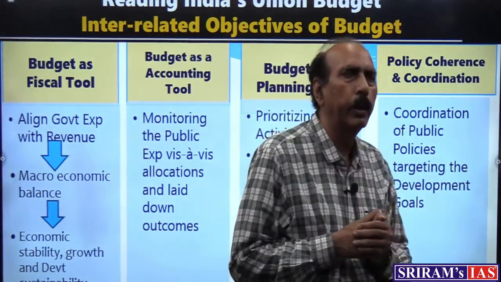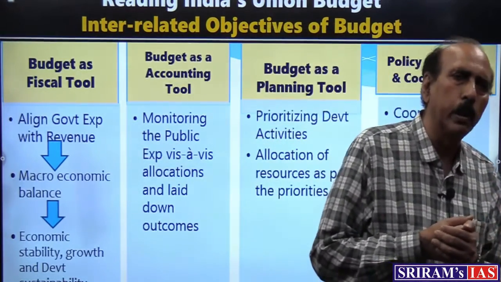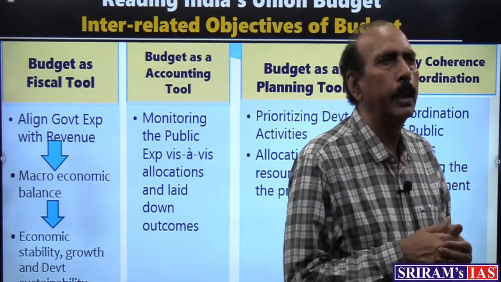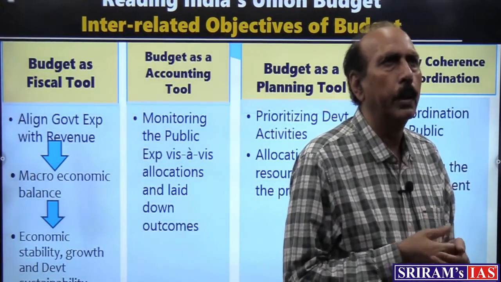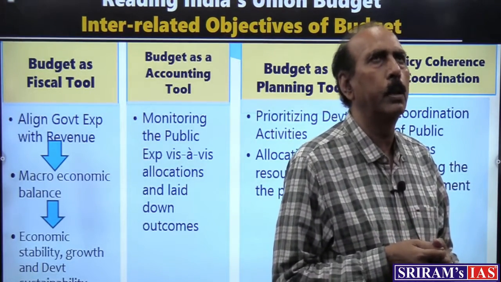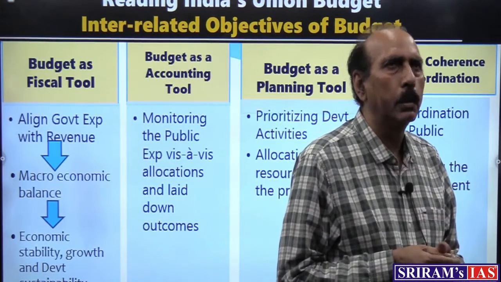The second coordination is between the public and private sector, as I said, because ours is a mixed economy model, and we have to ensure that the private sector works in tandem with the public sector, and all efforts of the private sector are directed towards attainment of social goals or the goals set by the government.